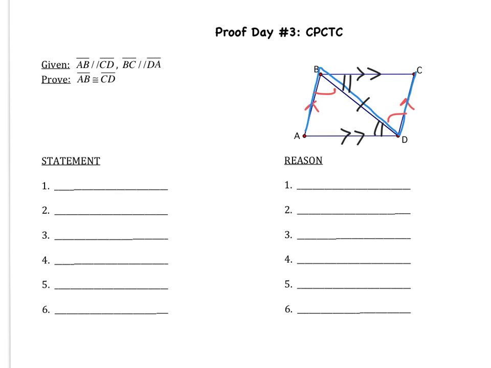Why would then the parts be congruent? Let's start with this. Why are the triangles congruent? The triangles are congruent by ASA. And then from there, why are the parts congruent? Because it's CPCTC. There you go.